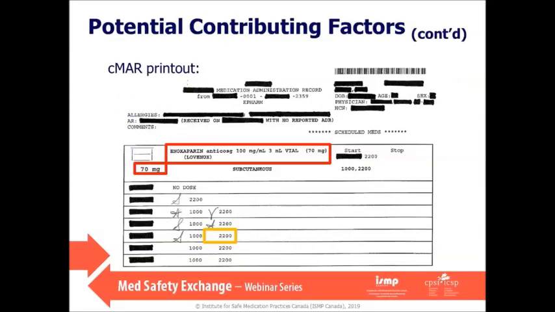So here you'll see an example of the CMAR printout. You can see the drug up at the top, and it shows the dose, but there isn't a volume equivalent that's expressed. And as I mentioned, they merely sign that the dose is given for the appropriate dosing time.